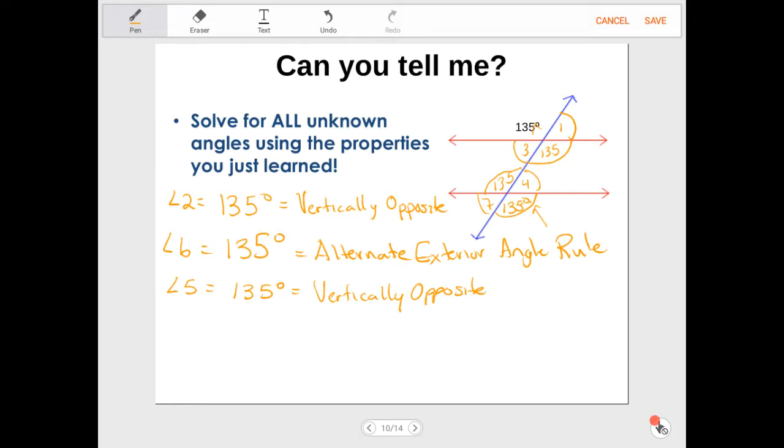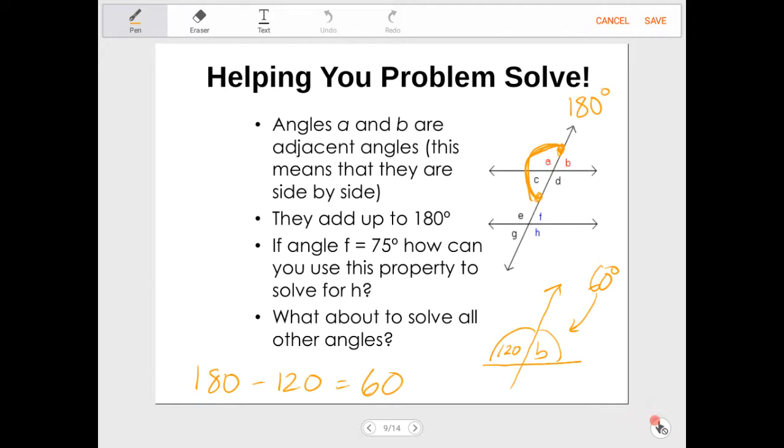Okay, where else can we go here right now? What else could we do? For me personally, what we're missing now is 1, 3, 4, and 7. I'm going to revert back just one slide to this rule. Remember these adjacent angles? And what did they equal? Those are the ones that equaled 180.